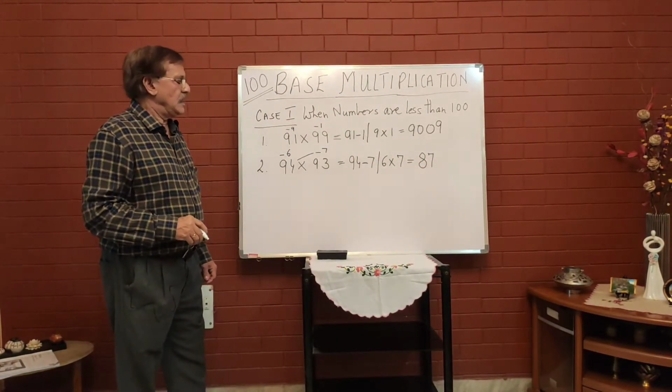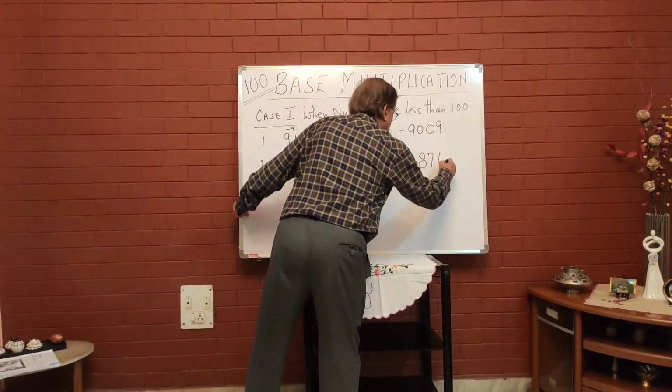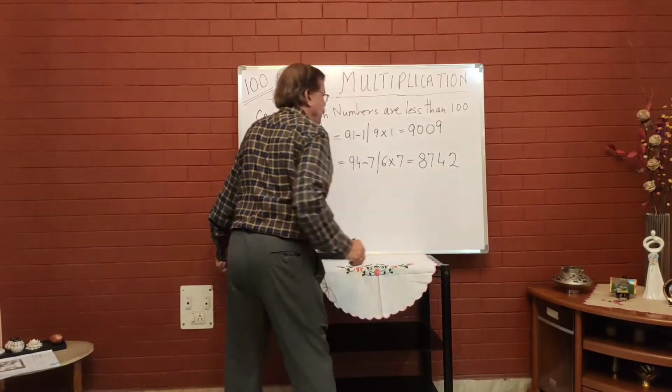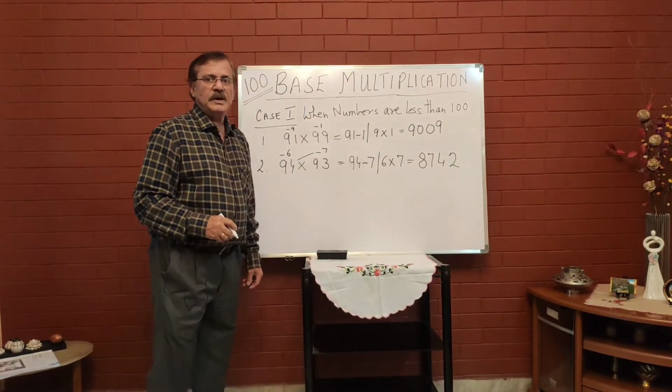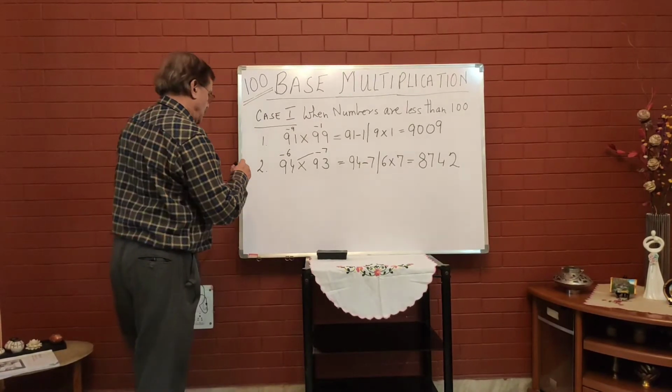8742, and the other part will be 6 sevens are 42. So 8742 is our answer. Let us see the third question over here.